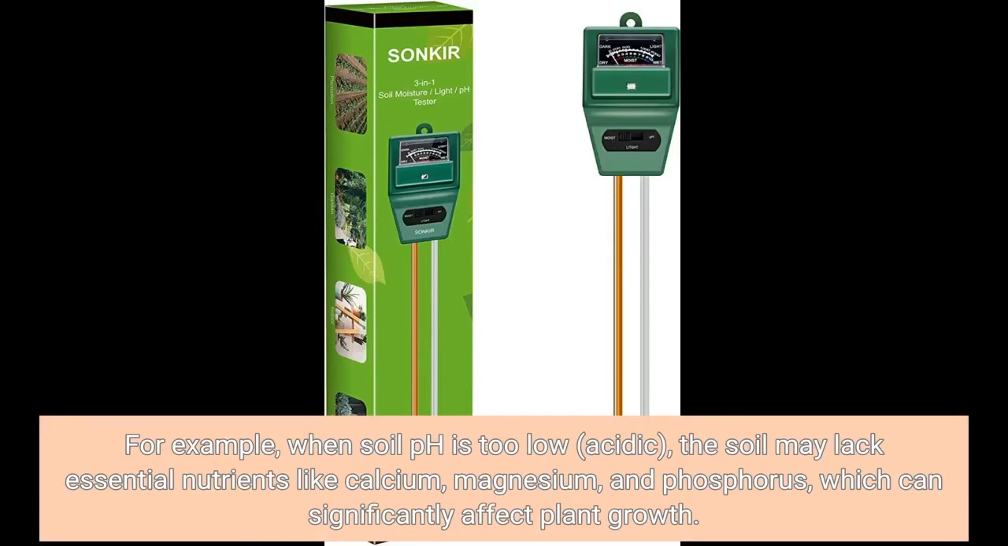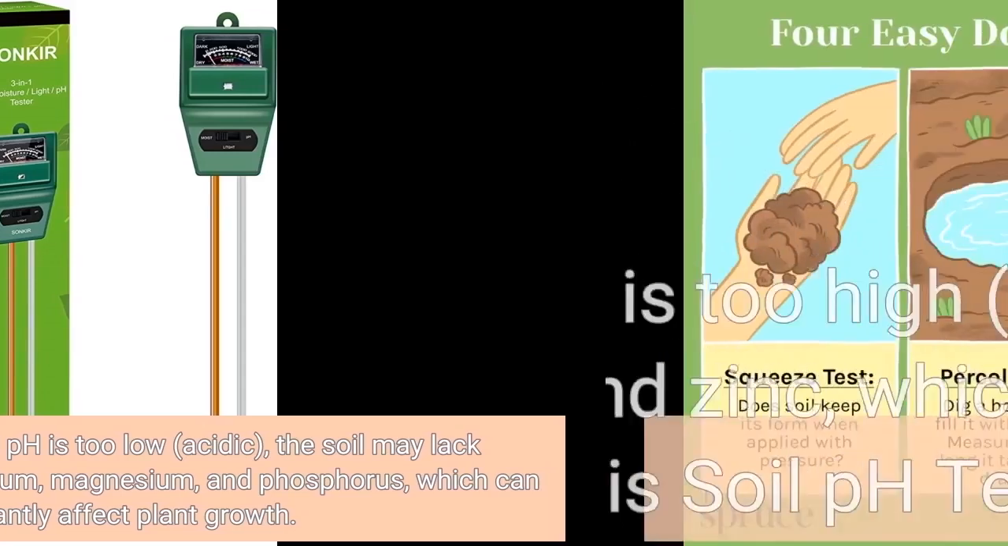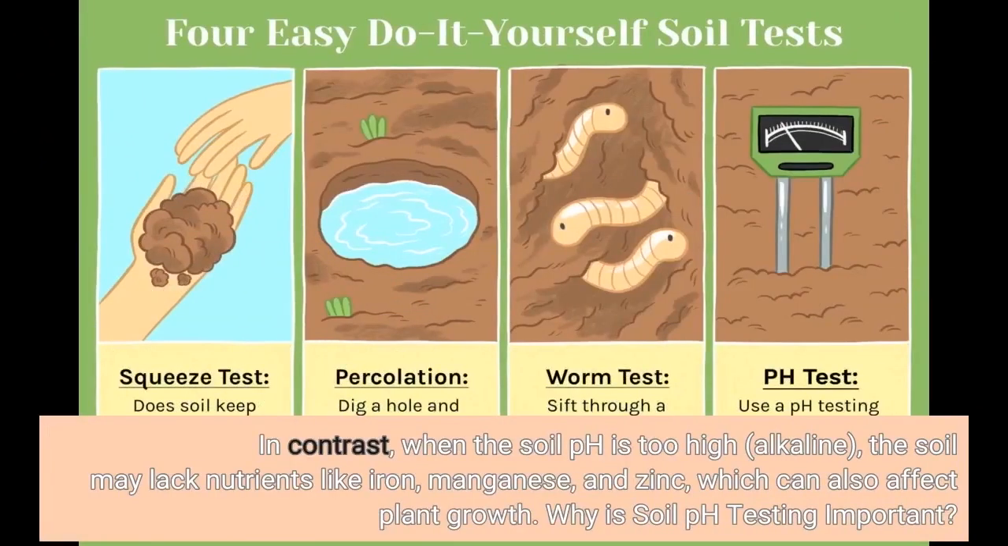For example, when soil pH is too low, acidic, the soil may lack essential nutrients like calcium, magnesium, and phosphorus, which can significantly affect plant growth. In contrast, when the soil pH is too high, alkaline, the soil may lack nutrients like iron, manganese, and zinc, which can also affect plant growth.